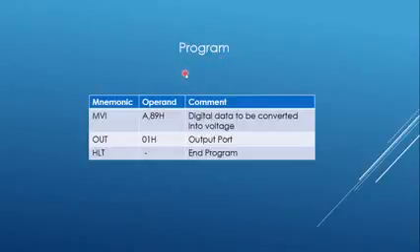This program is used for interfacing 8085 with DAC. 89H is the required digital data to be converted into voltage, which is sent to the required port 01H by the OUT command.